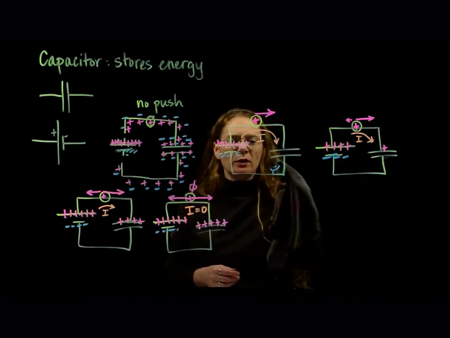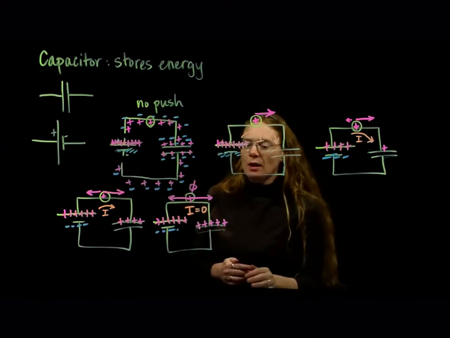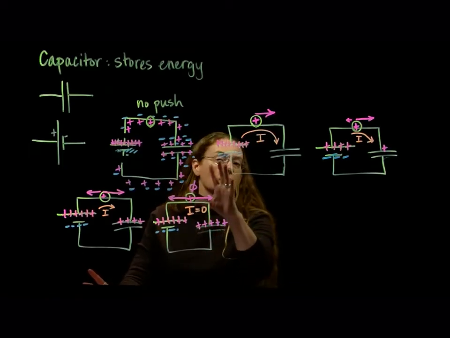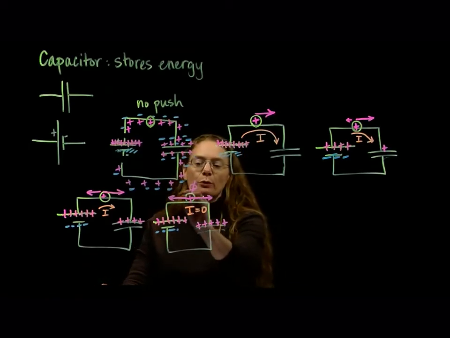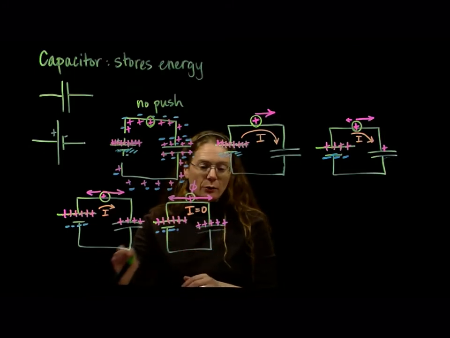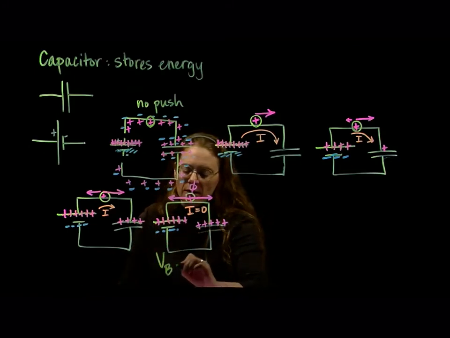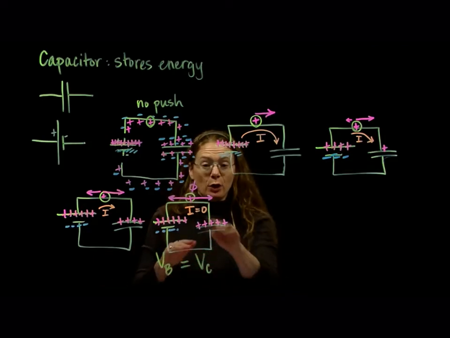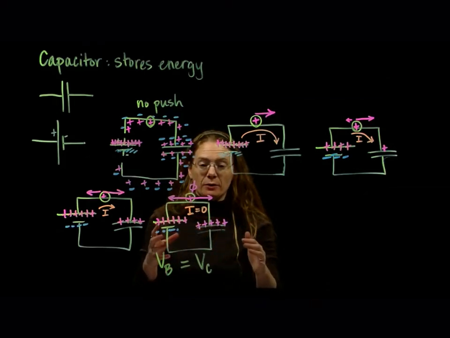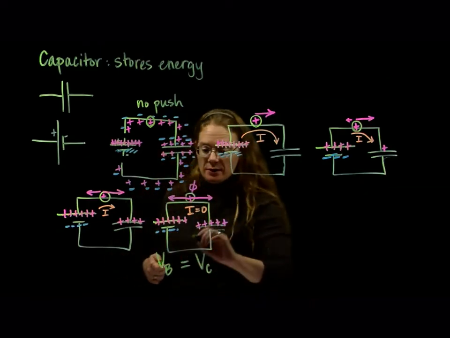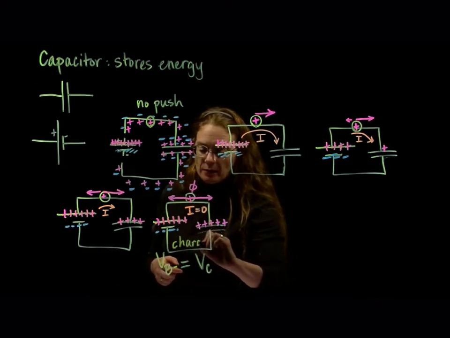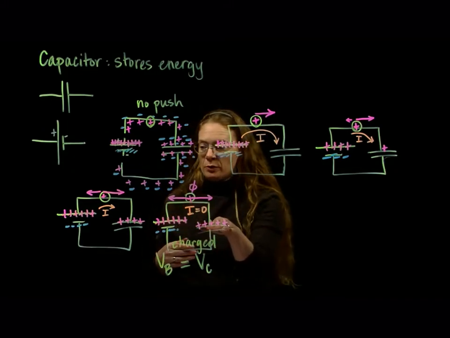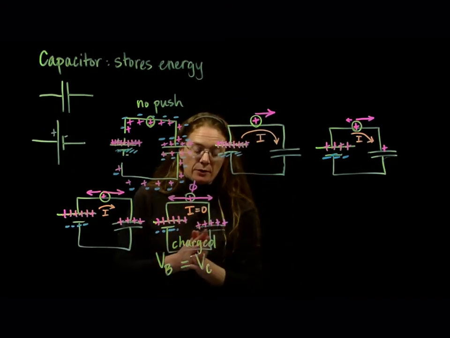So now we have what's called a charged capacitor. This capacitor has a voltage, a potential difference, a pressure difference equal to the voltage of the battery. So at this point, the voltage of the battery is equal to the voltage across the capacitor. And we have no flow, there's no current flow, and the capacitor is now charged. So this is when the capacitor is charged. Nothing's moving, there's no current flow, and there's no more charges getting pushed onto the capacitor plate.